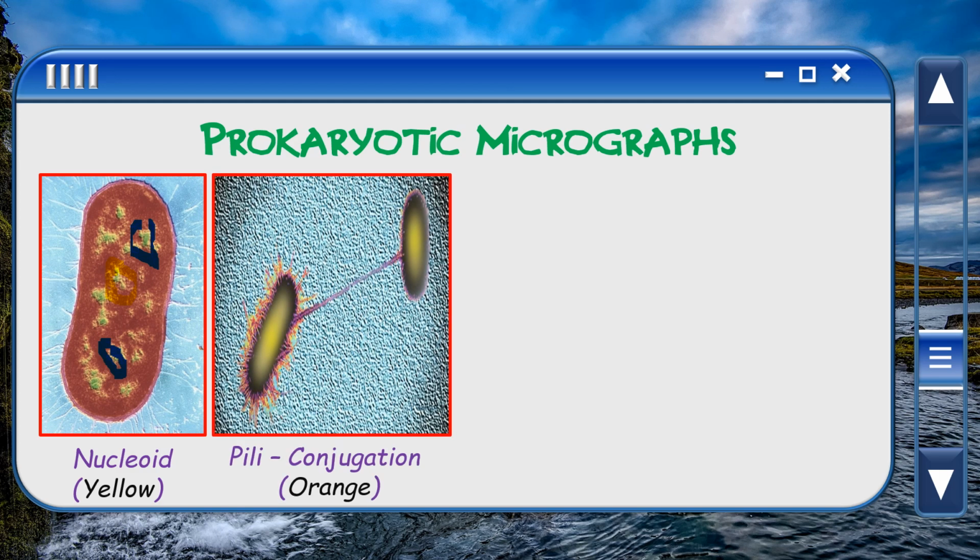We have the pili conjugation. There are some orange structures that you are seeing around. Those are called the pili. Those thread-like structures that you see, those are the pili. And this one that we are seeing, the long structure moving from here to here, is a pilus. It is for the transfer of plasmid from one bacterium to another through the pili. Pili conjugation.